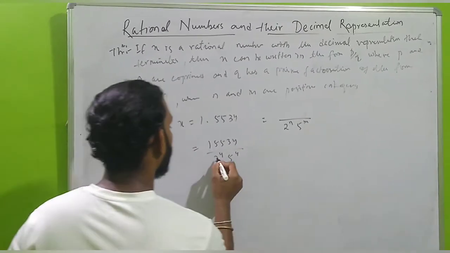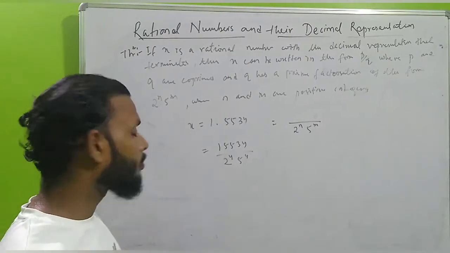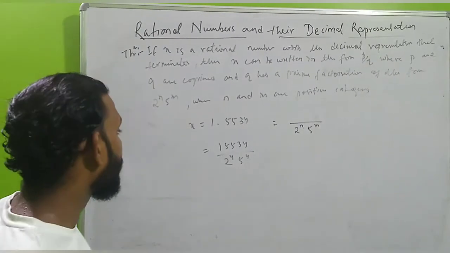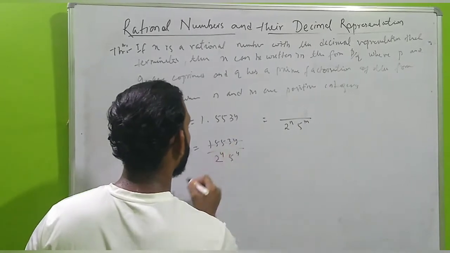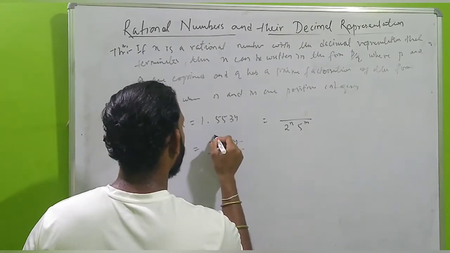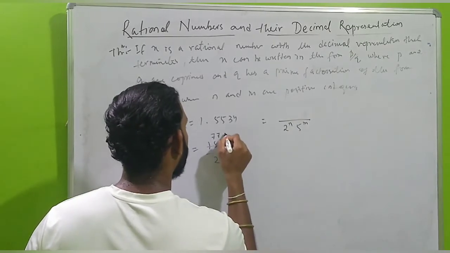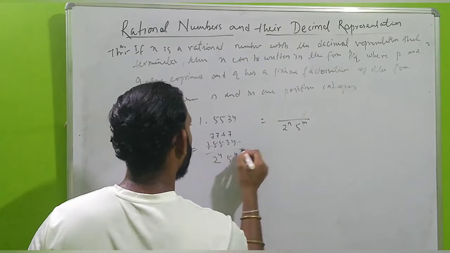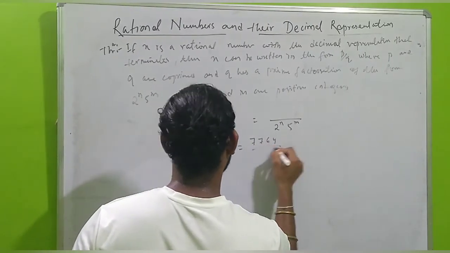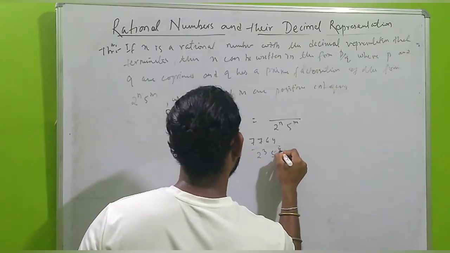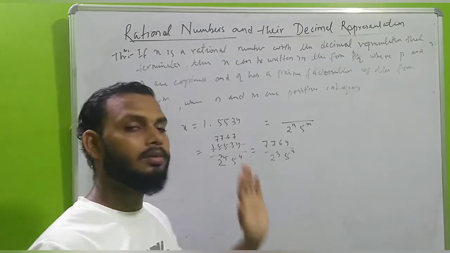And then we will just see what the possible common factors in the numerator and denominator are. So you can see we can divide numerator and denominator by 2. So you will see it is 7767. So you can say it is 7767 by 2 to the power 3, 5 to the power 4. So if the number terminates, then I can write this in terms of this.